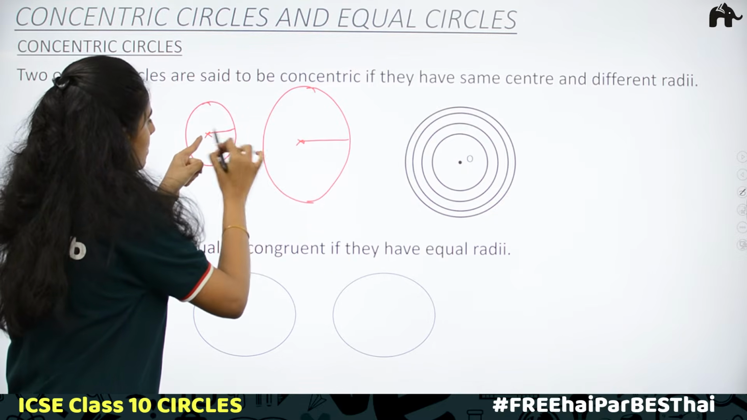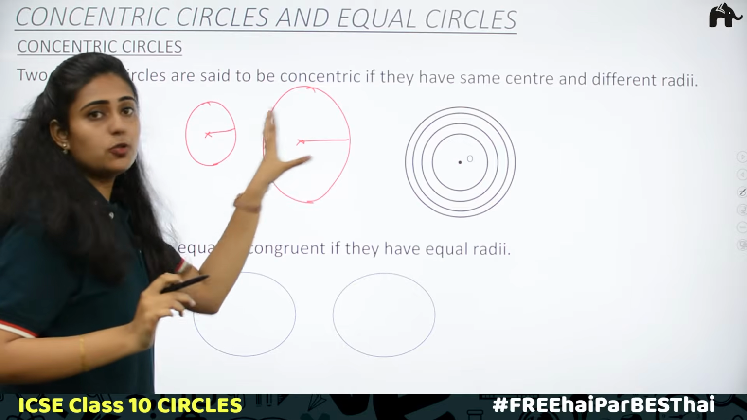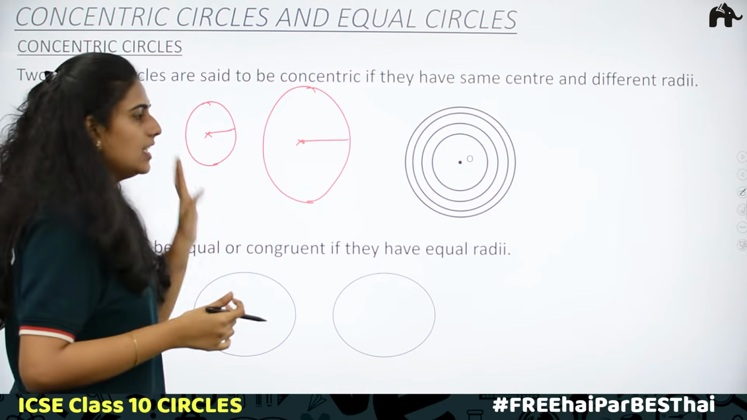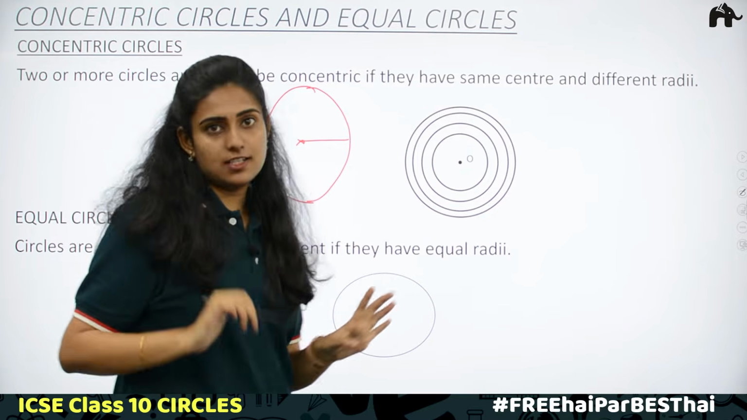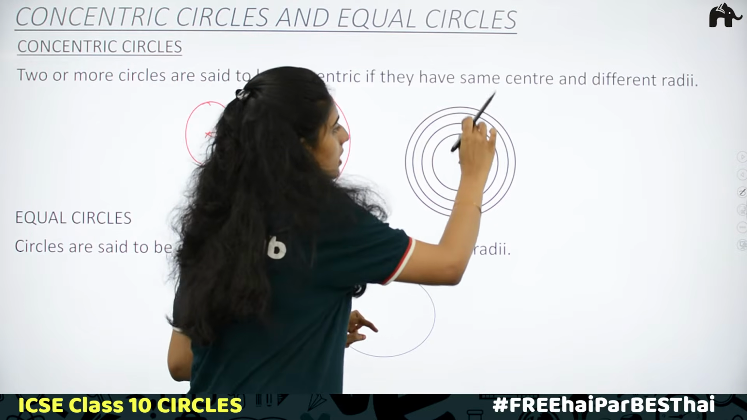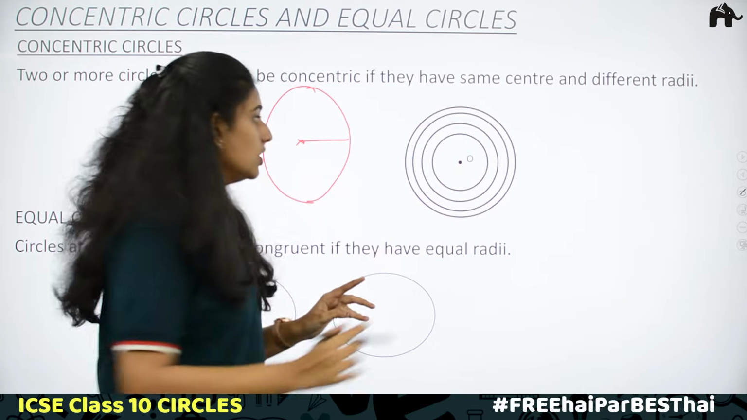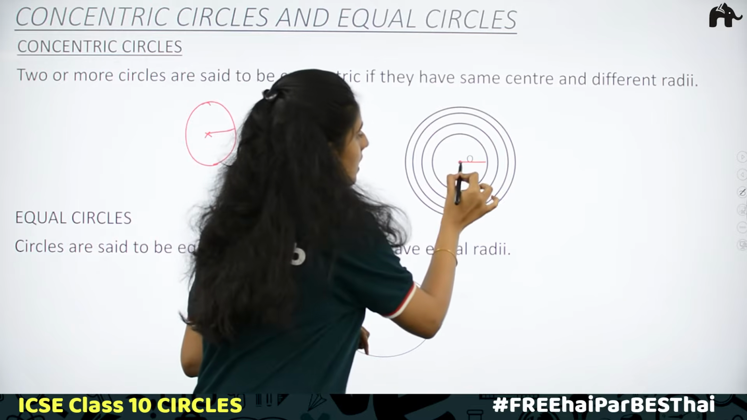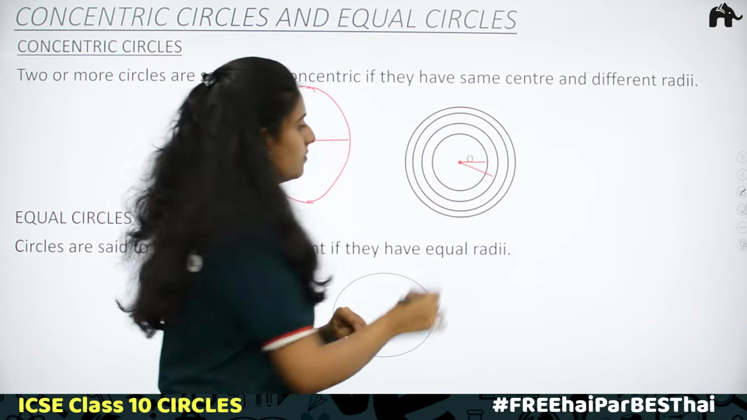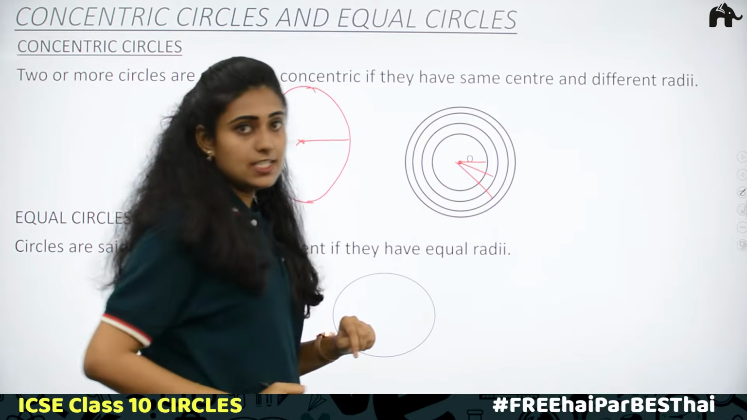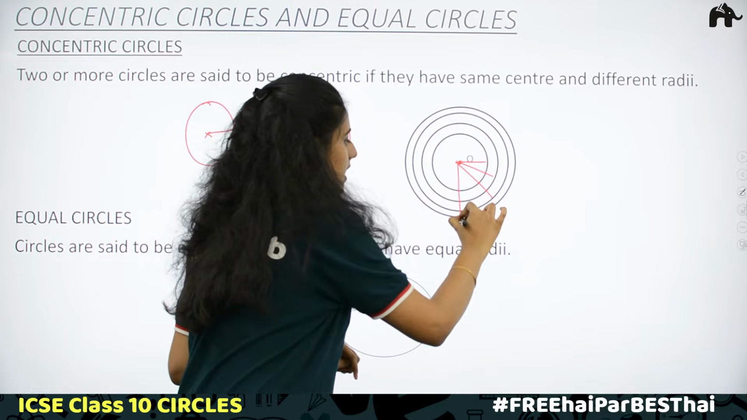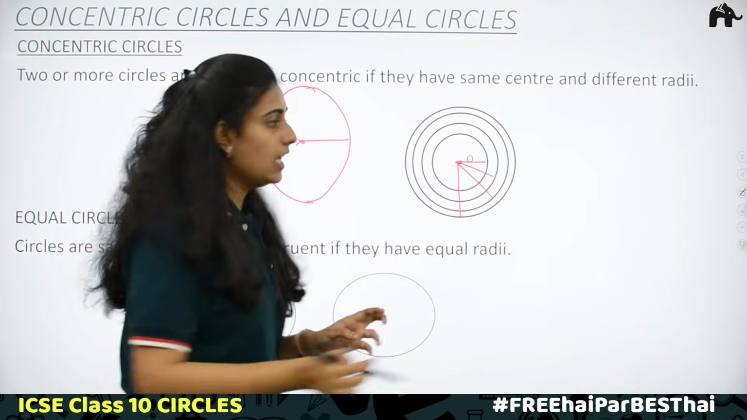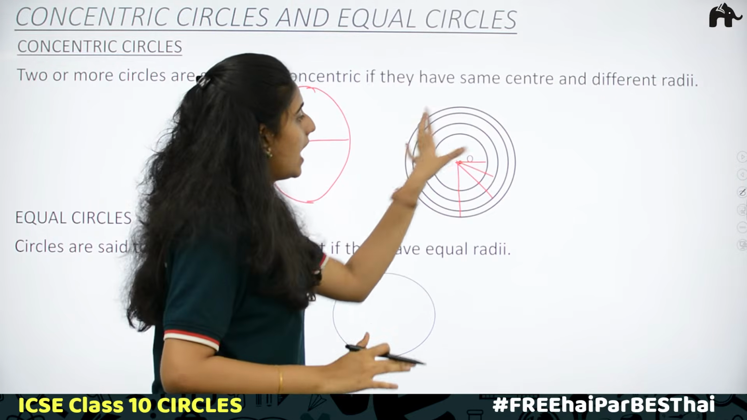Now, when I am taking the centers of both these circles as same, both these circles have same center. In that case, we will be getting concentric circles. So, here I have drawn 1, 2, 3, 4 circles. So, these 4 circles have different radii. This is the radius of first circle. This is the radius of second circle. This is the radius of third circle. And this is the radius of fourth circle. So, in this figure, it is clear that all these 4 circles have different radii.